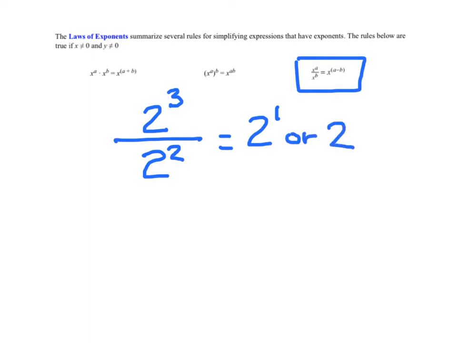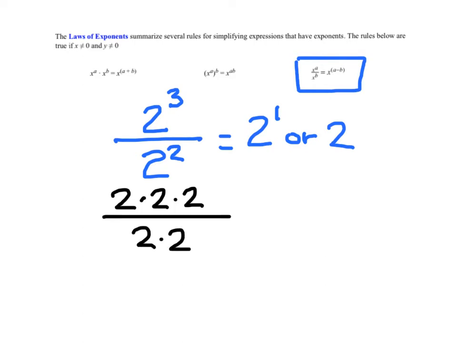All right, let's write it out and see if that's really true. 2 cubed is 2 times itself 3 times. 2 squared is 2 times itself twice. And I can see that if I was dividing, 2 of the 2's would cancel out. And yes, we'd be left with just the number 2 in the numerator. So it works. Whenever you're dividing numbers that have the same base, you can subtract the exponents.